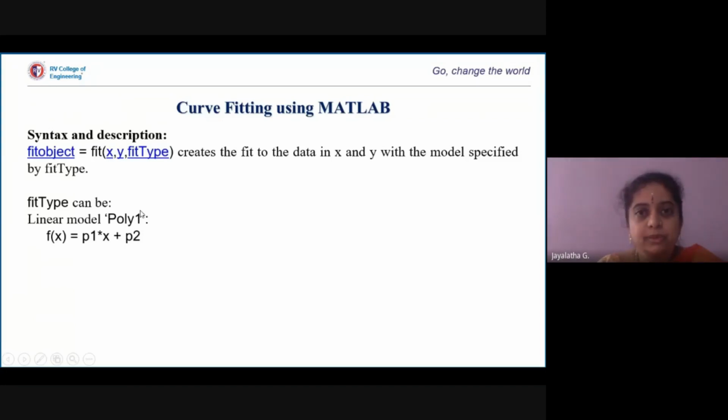One advantage with Matlab is, I'll just open the window and explain, you have a help option wherein you can explore the codes for corresponding topics.